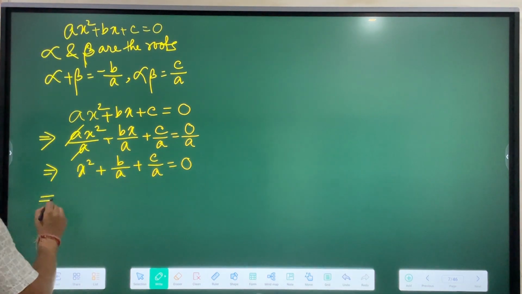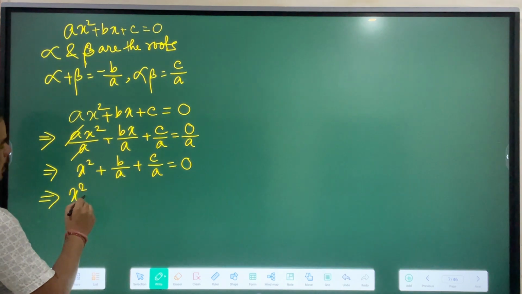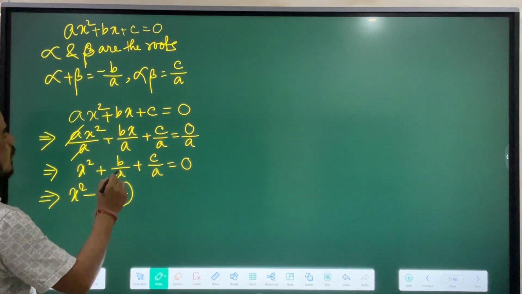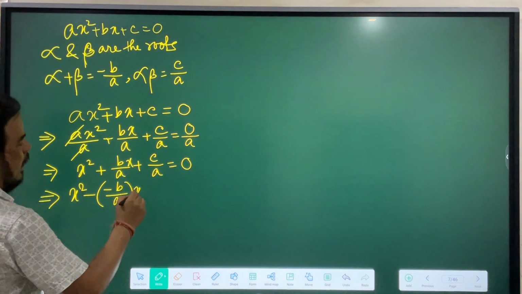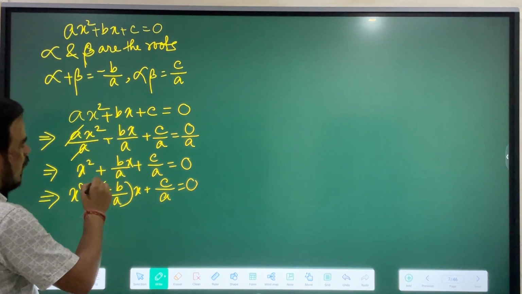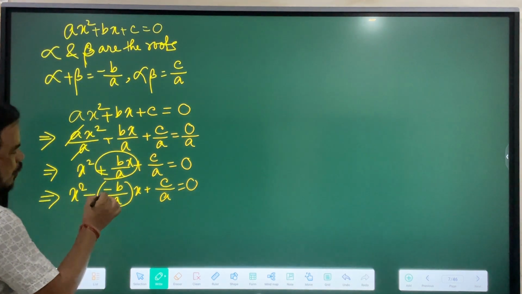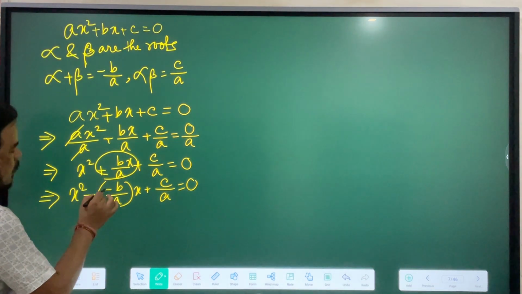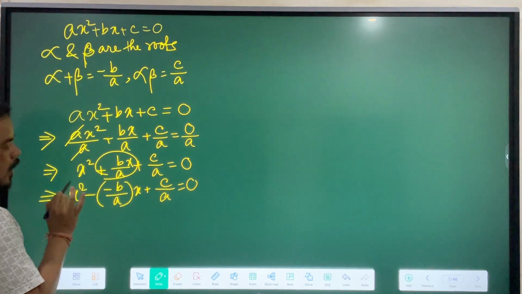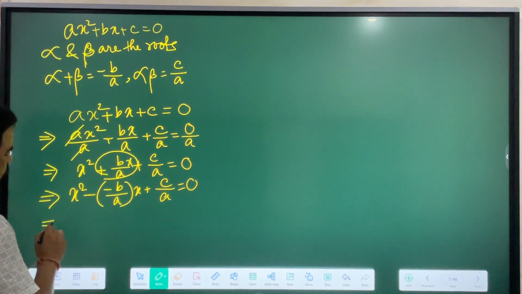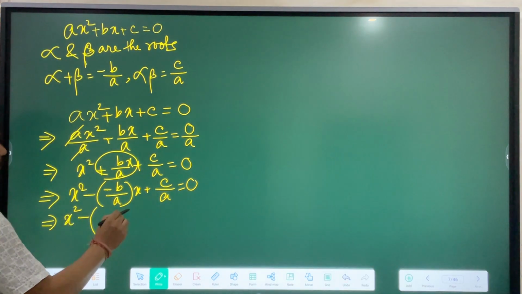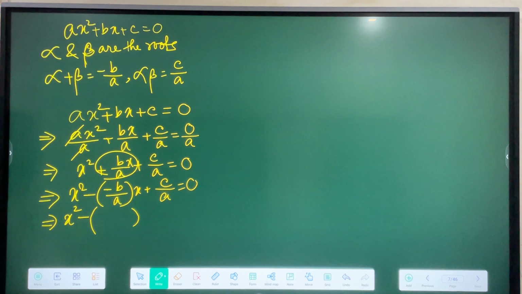Now x square minus b by a, here x is left, x plus c by a equals to 0. This term and this term, I hope you understand, are the same. Minus into minus is plus, bx a. It is same only. Why it is written, you will understand now. x square minus b by a.